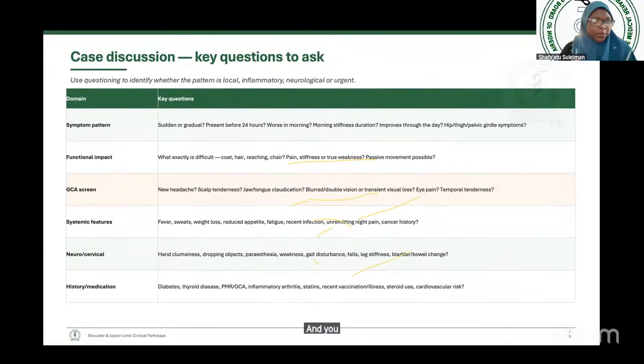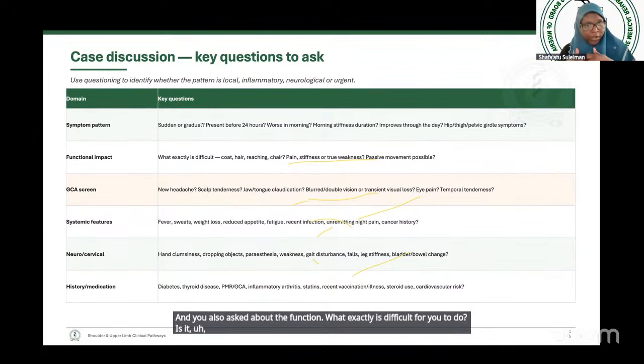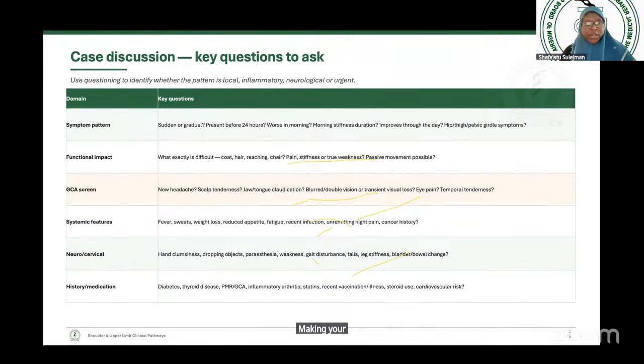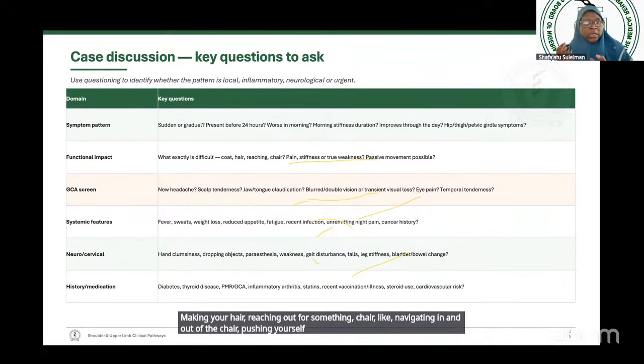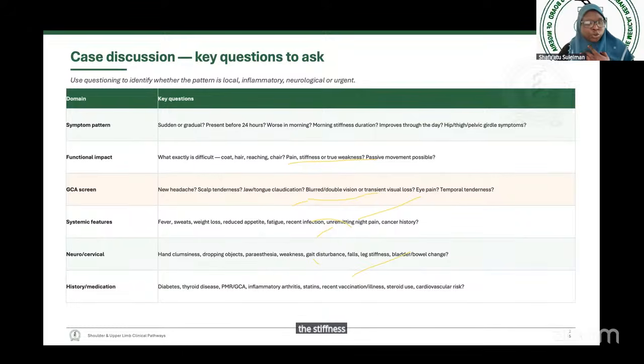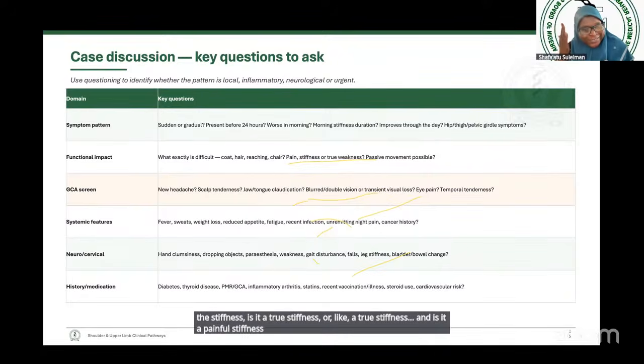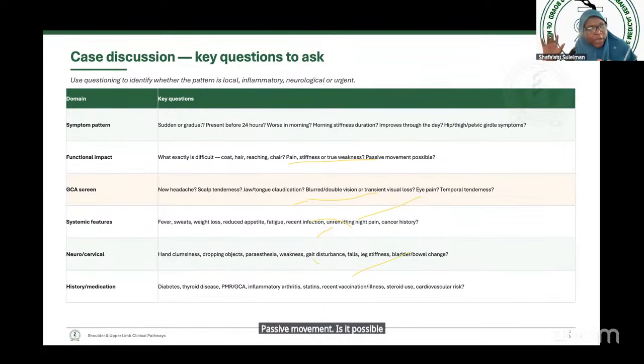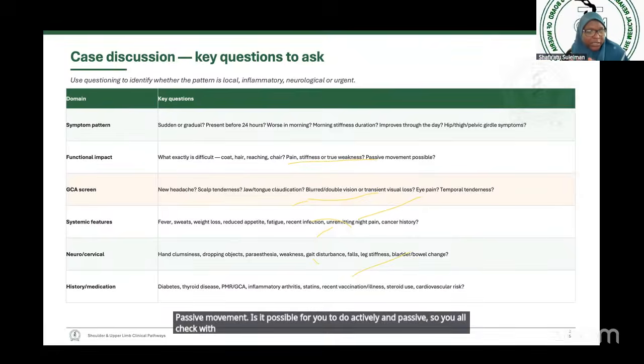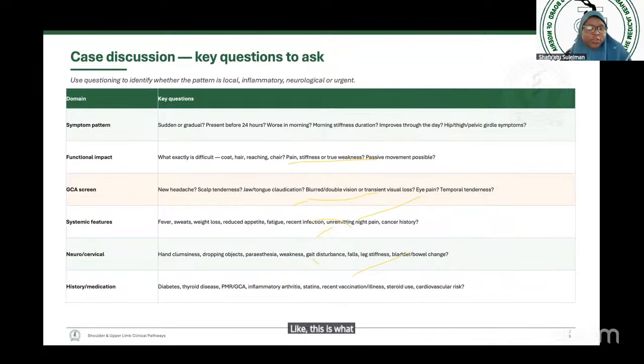And you also ask about function. What exactly is difficult for you to do? Is it putting on your coat, combing your hair, reaching out for something, navigating in and out of the chair, pushing yourself out? The stiffness, is it true stiffness, and is it a painful stiffness? The weakness, is it true weakness? Passive movement, is it possible for you to move actively and passively? So you check all these ones. That way you will be able to narrow down what is happening to your patient.